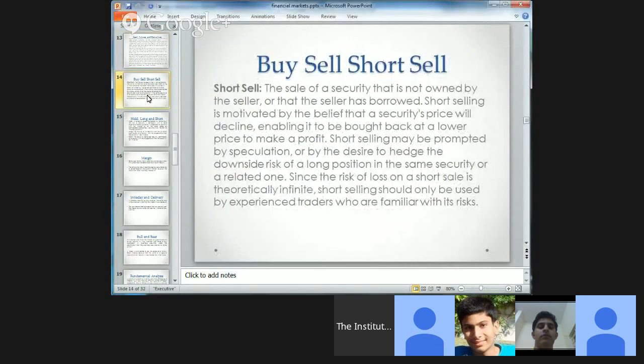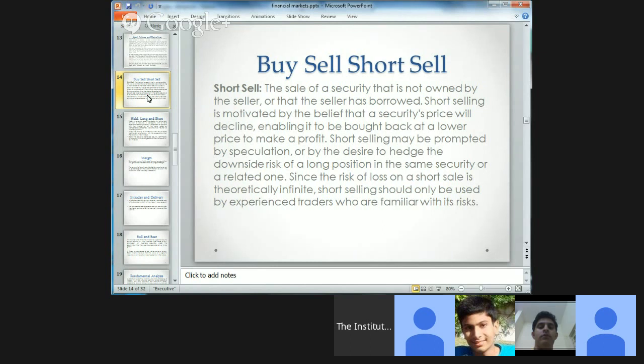Buy, sell, and short sell. Most of us know what buying and selling is, right? If you have a stock with you, you're going to sell it. And if you want to purchase a stock, you're going to buy it. But there is something called short selling. It's the sale of a security which you do not own. Basically, you borrow the security or the stock.